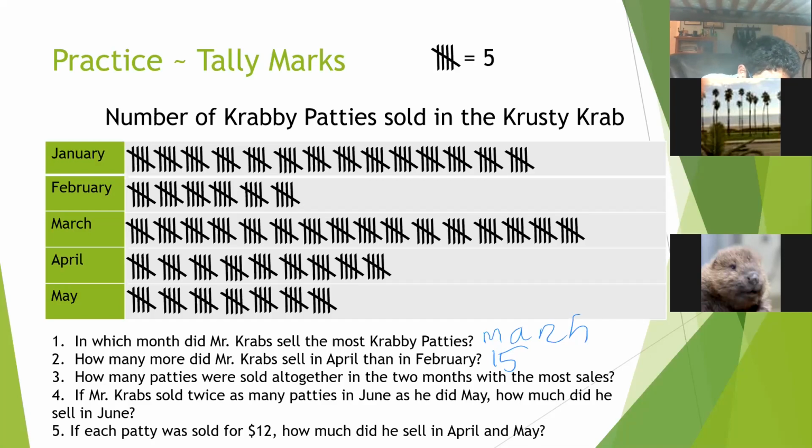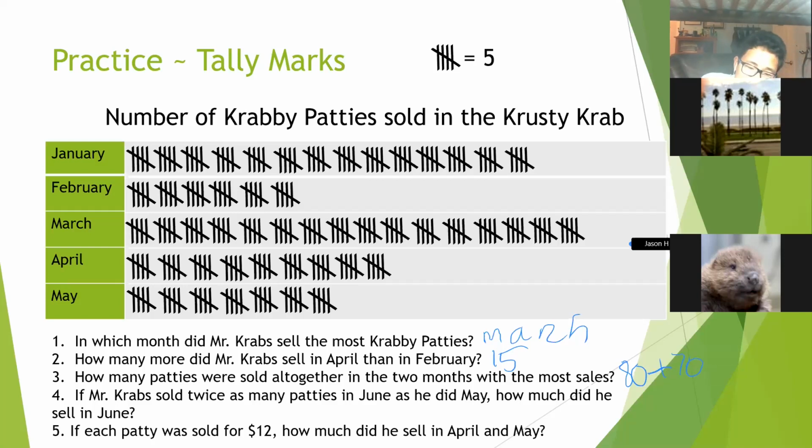So March has 1, 2, 3, 4, 5... March has 16 tally marks, which means that it sold 80 patties since every tally mark is worth 5. So we just start off with 80, and now we count January's tally marks. 1, 2, 3, 4, 5, 6, 7, 8, 9, 10, 11, 12, 13, 14. And January has 14 tally marks, and we have to multiply that by 5 since every tally mark is worth 5. So 14 times 5 is 70, so we just add 70 here.